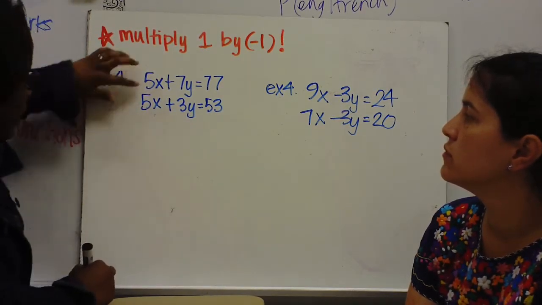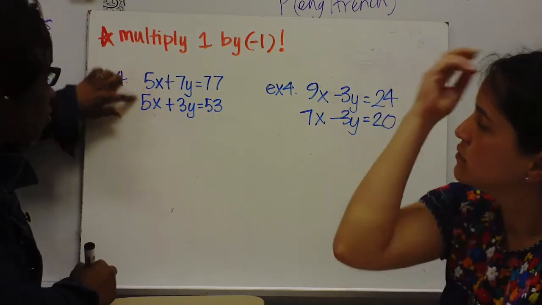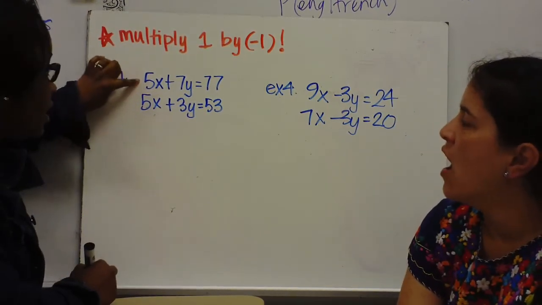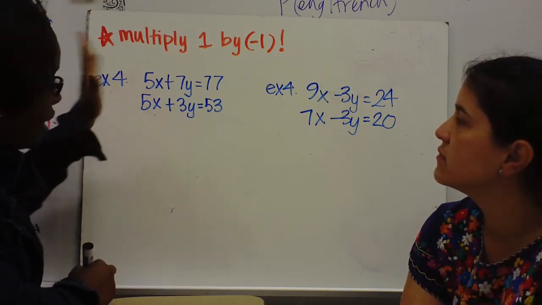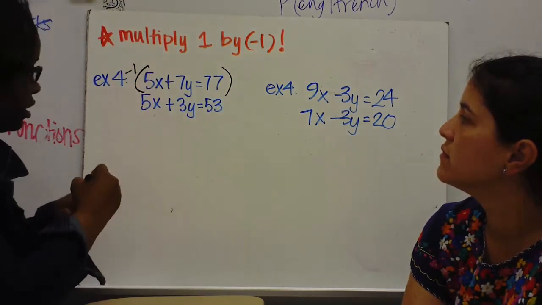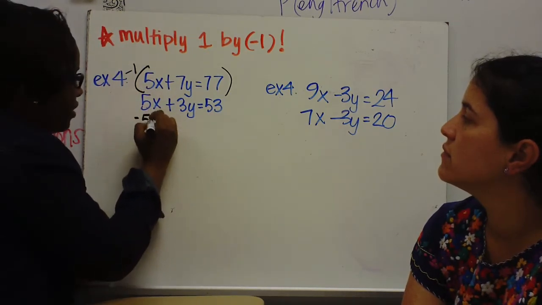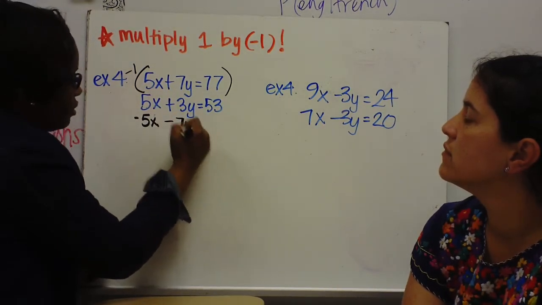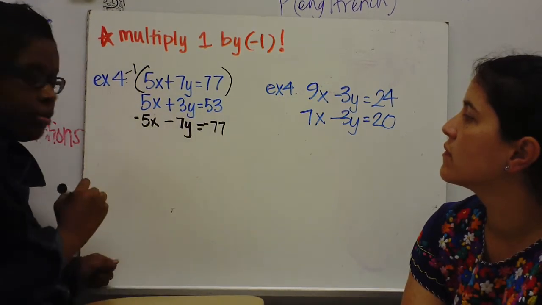Now when I look at both equations, I see that the x column has both 5's for the coefficient, but both of them are positive. I need one of them to be negative. So when that's the case, you can multiply one of the equations by -1. You have to multiply everything. So I'll do the top one. You multiply everything by -1, and what happens is -1 times 5x now becomes -5x. -1 times 7y becomes -7y. And -1 times 77 becomes -77. So that's your new equation.